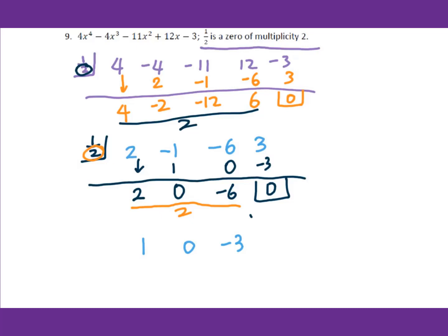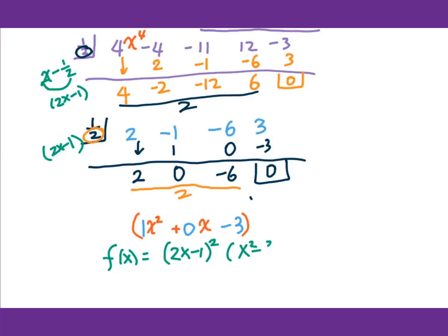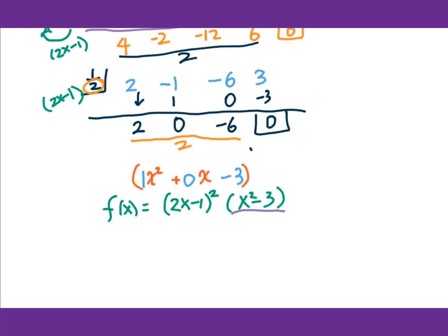Now let's check the leading term, x to the 4th. Since we did synthetic division twice, we got x squared, then minus 3. That's the one factor. For the factor x minus 1/2, bring 2 to the front, we got 2x minus 1. Same thing, we got 2x minus 1. Therefore, f of x equals 2x minus 1 squared times x squared minus 3. For this quadratic function, we cannot factor. This is factoring completely.